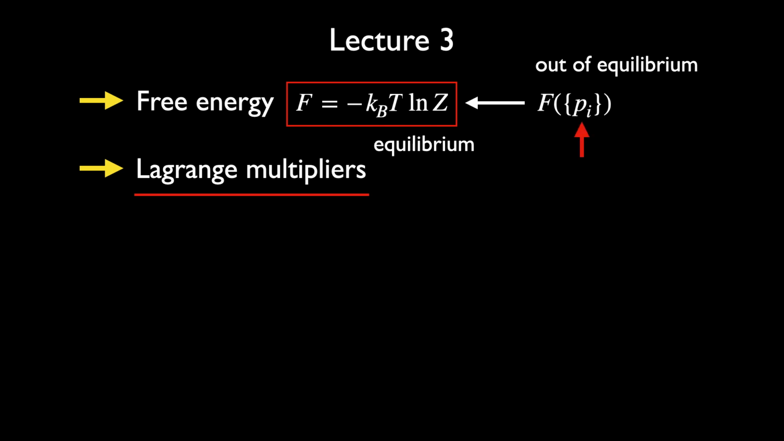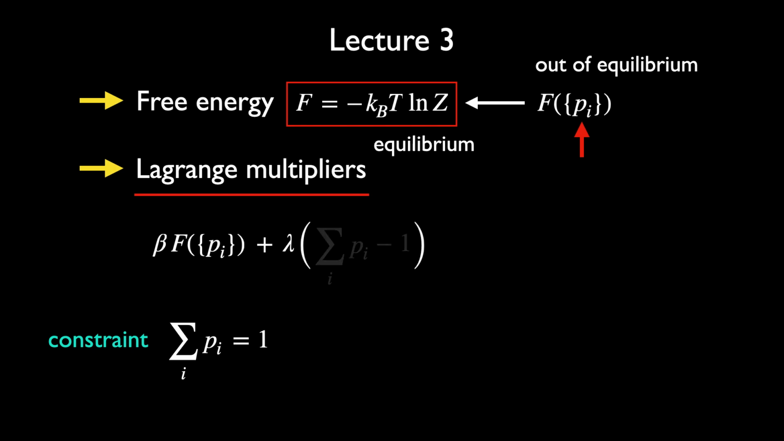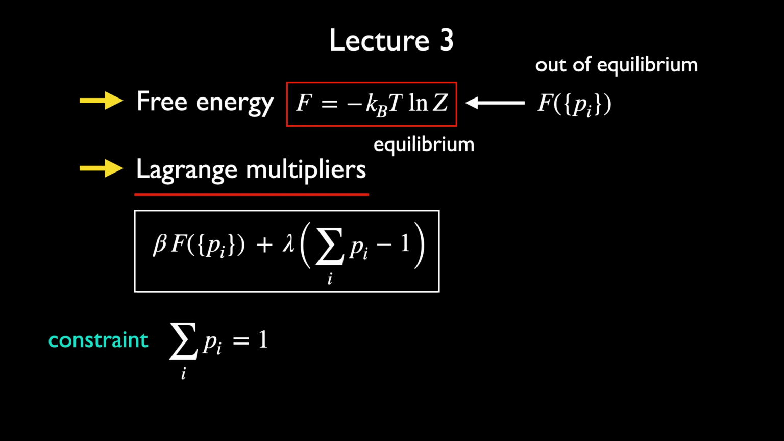More specifically, we shall minimize beta F with respect to the p_i's with the constraint that the probabilities sum to 1. As we shall see, this constraint can be implemented by adding to beta F such a term. This lambda is a new variable, which is what we call a Lagrange multiplier. The problem is then transformed into minimizing this new function, and this is the key.